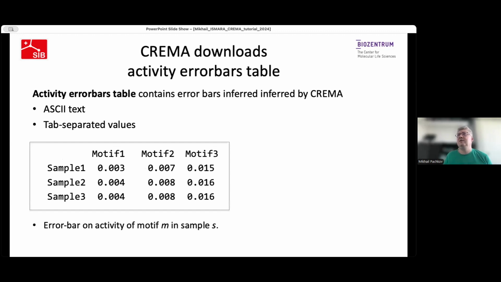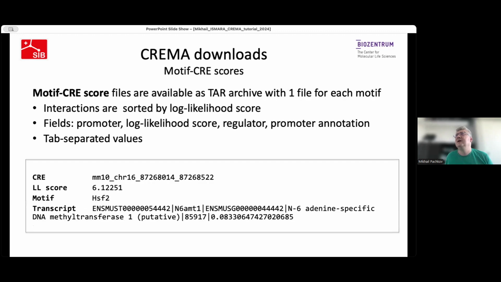The same goes for the error bars table. It is a simple text file with tab-separated values and error bars, which correspond to sample and motif pairs. And the regulatory interactions file is a TAR archive, which contains a set of files, one file for each motif. Inside each file, we have, again, a regulatory element identifier. Actually, I must say these identifiers contain information about regulatory element position.